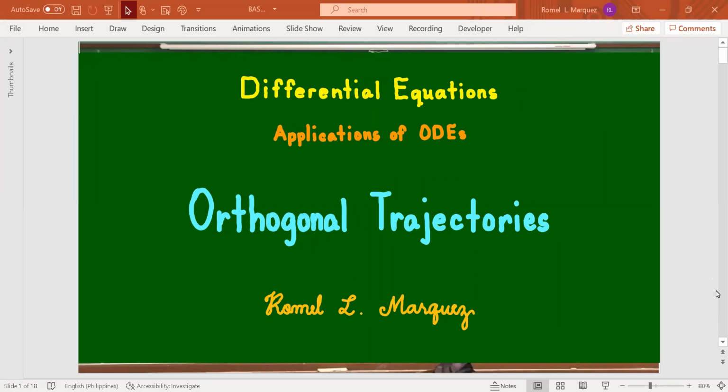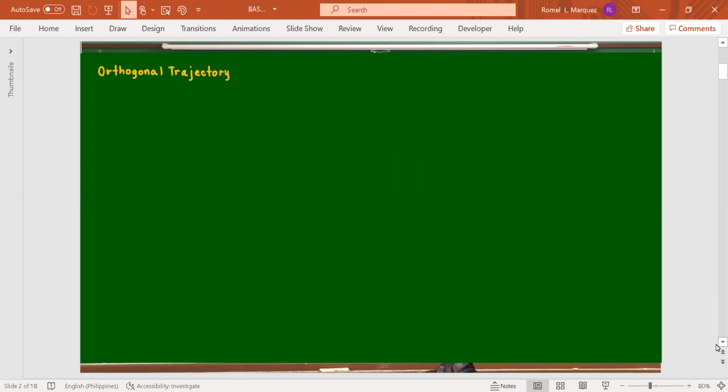Good day, guys. Today, I'm going to discuss one of the applications of first order, first degree, ordinary differential equations: orthogonal trajectories. In geometry and physics, one of the applications of first order ordinary differential equations is to find a family of curves that intersects a given family of curves at right angles. To name a few, we have the following pairs of orthogonal trajectories.